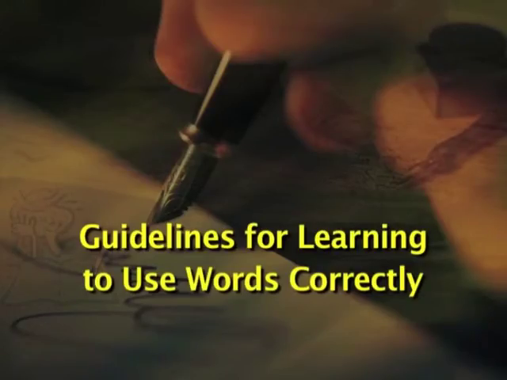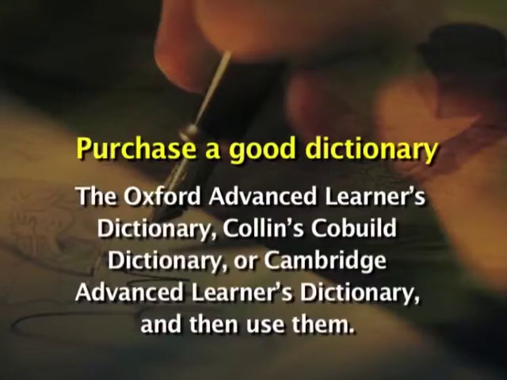Well, let's look into some of the guidelines for learning to use words correctly. In order to improve our ability to choose the best and most effective words, whether we are communicating orally or in writing, we should keep in mind the following. First one is purchase a good dictionary. For example, the Oxford Advanced Learners Dictionary or Collins-Cobuild Dictionary or Cambridge Advanced Learners Dictionary, and then use them.